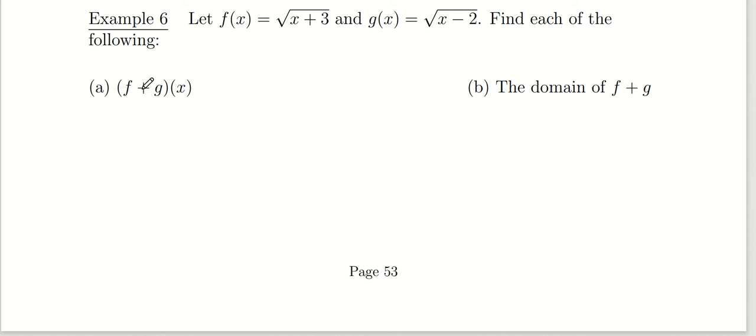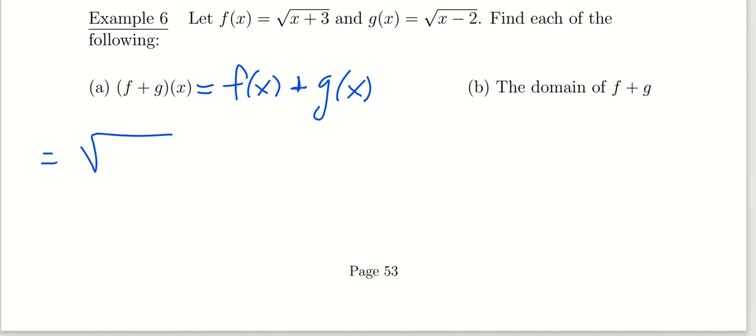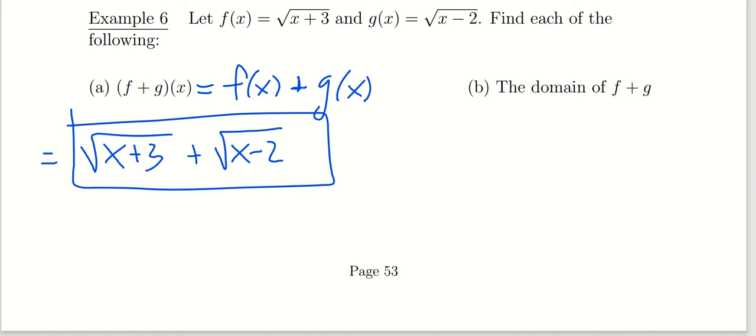In example 6 part A, we want to find f plus g of x. We know that this is going to be f of x plus g of x. This is going to be equal to the square root of x plus 3 plus the square root of x minus 2. So that's our simplified version. This is the function f plus g of x. The next thing we come to is now the domain of f plus g.